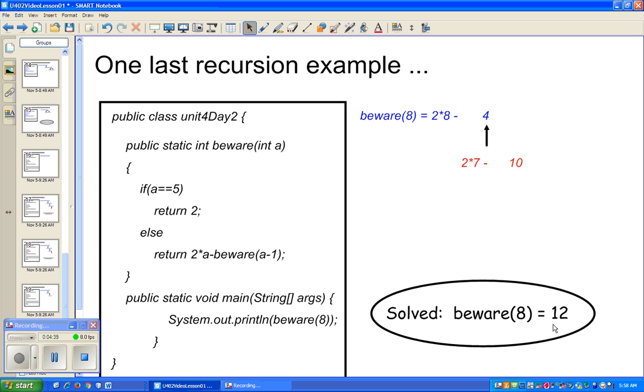Okay. Now, that is exactly how it builds the solution. That's exactly what you need to understand. Build it backwards. That's the biggest suggestion I can make to you when it comes to recursion.